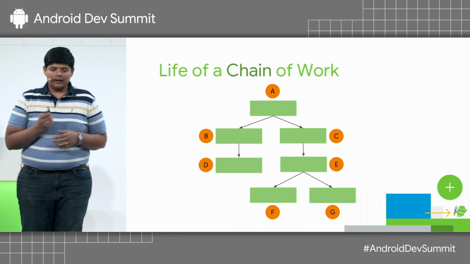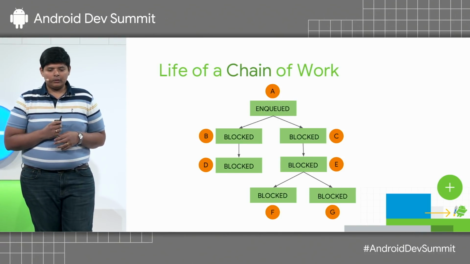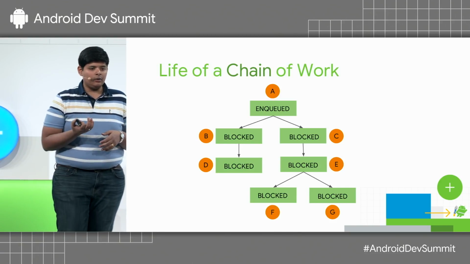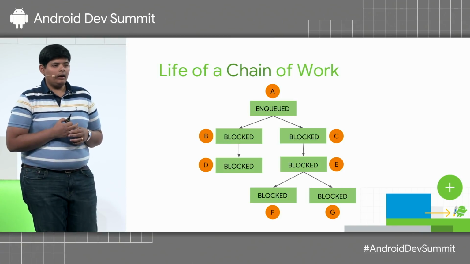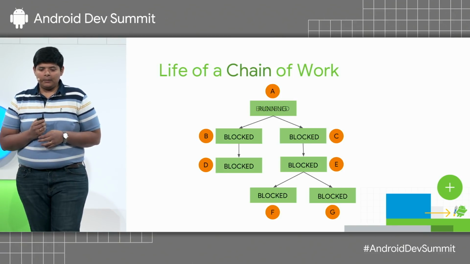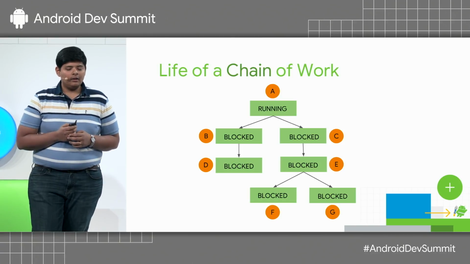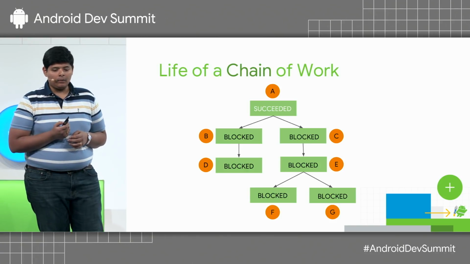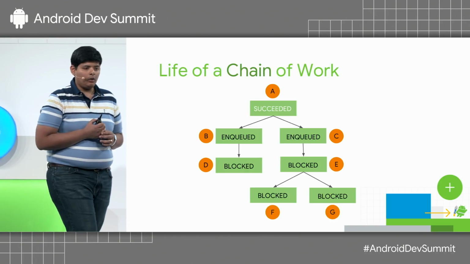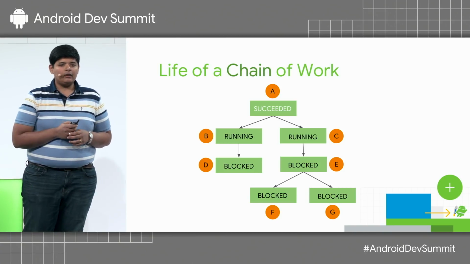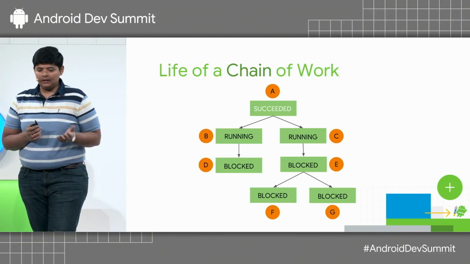So here, A is the parent of all workers. When you enqueue this chain of work, only A is in the enqueued state, and all descendants of A are actually blocked now, right? So let's assume A's constraints are met, and it goes into the running state. Once A is done, let's assume it succeeded. So it unblocks B and C now. So B and C now become enqueued, and then they go into running. And for the sake of the argument, let's assume that B succeeds and C fails.